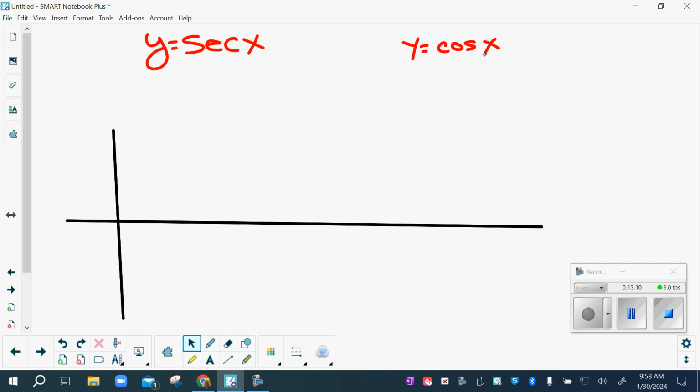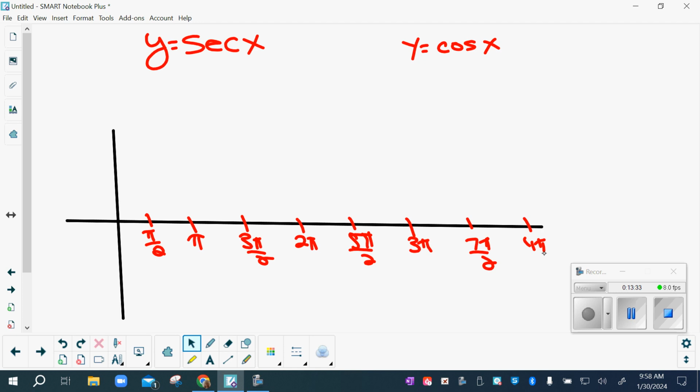Here we go. Pi over 2. Pi. 3 pi over 2. 2 pi. 5 pi over 2. 3 pi. 7 pi over 2. 4 pi.